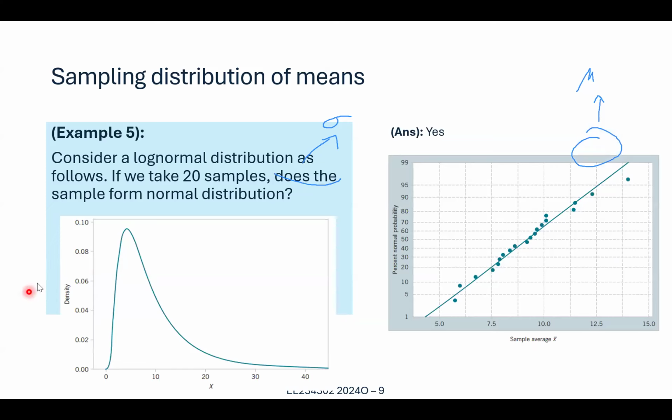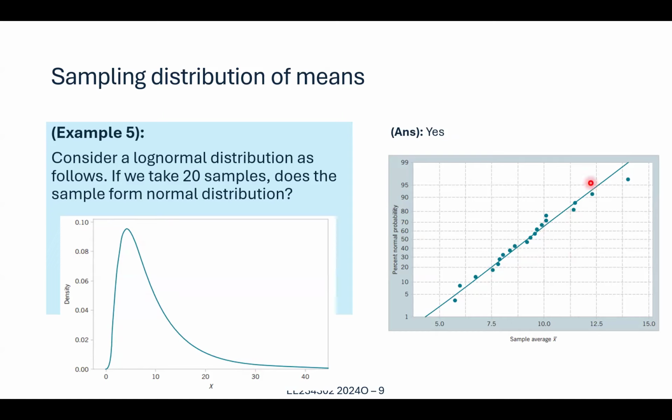Okay, so the last example here, we have a log normal distribution. If we take 20 samples, will the sample form a normal distribution? So this is the log normal distribution for the population. But if we actually take some samples, let's say 20 or 25, it turns out that it follows the normal distribution. So that's an interesting fact.